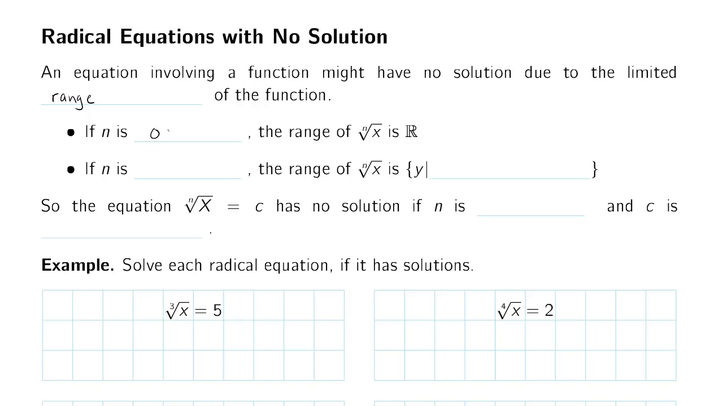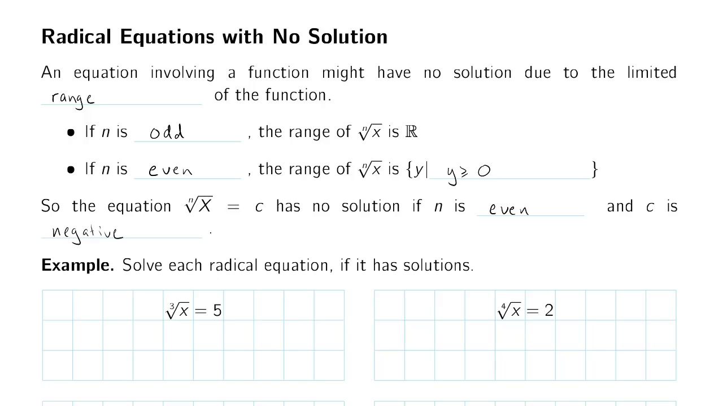Now, if n is an odd number, the range of the nth root is all real numbers, so there's no problem. However, if n is an even number, the range of an even root is the numbers that are greater than or equal to 0. Right? When we take the even root, we choose the positive even root. So the equation nth root of x equals c has no solution if n is an even number and c is a negative number.